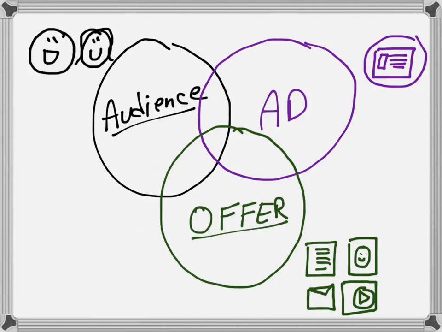Now, this is pretty standard stuff. I'm sure you've probably heard this before. But where the secret sauce comes in, or where the difference between mediocre or crappy results and stupendous results comes in, is in the in-between areas. What do I mean? Well, where audience and ad intersect, the magic sauce or the secret sauce is really the angle that you use in your ad.